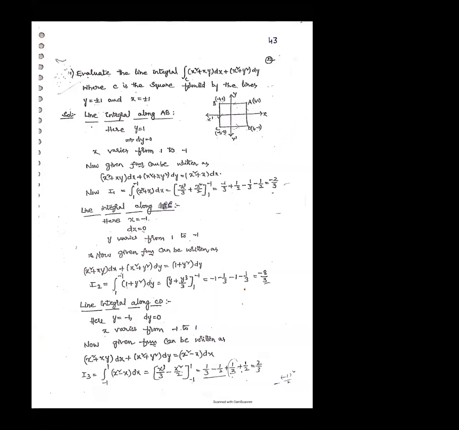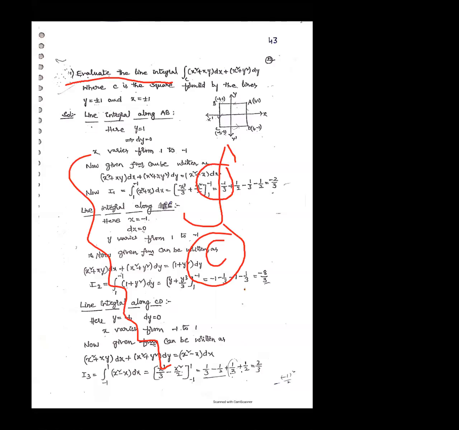Once we observe the statement of the problem, evaluate the line integral. Line integral means a single integral over C. C means curve. This curve may be like this. So the line integral over C, this is called the closed line integral. Closed means this curve C may be closed.